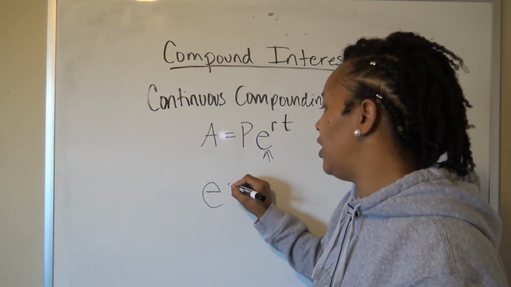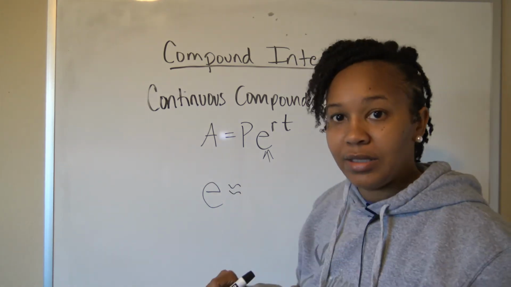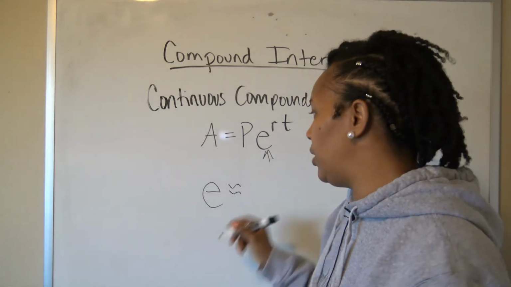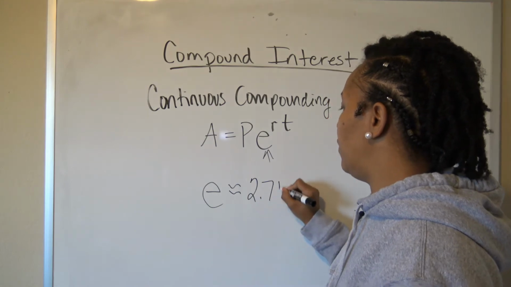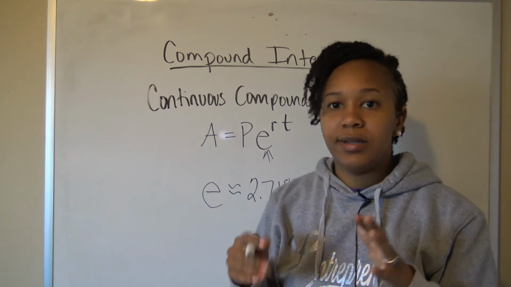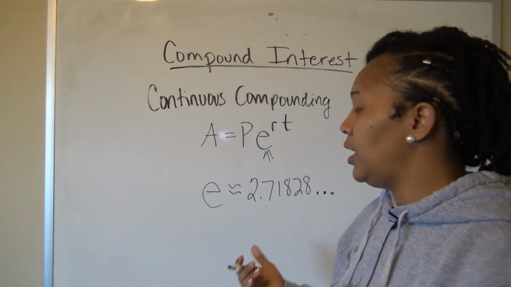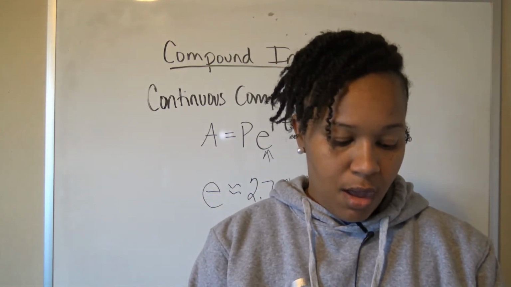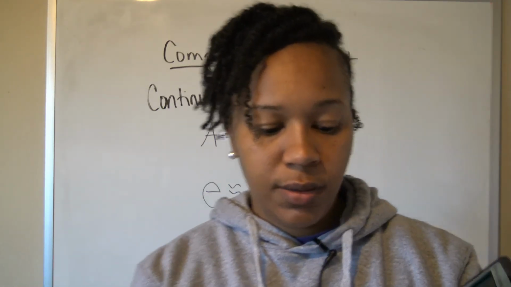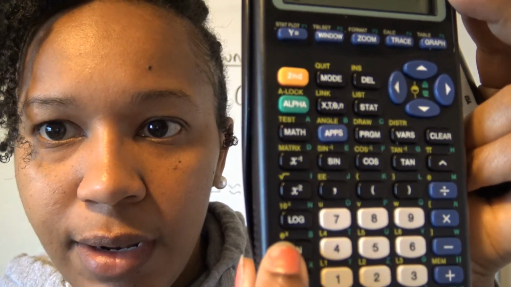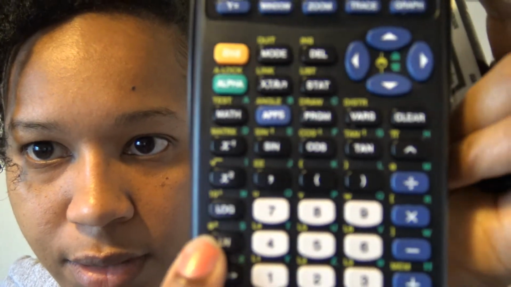And E is an irrational number like pi. So you know how pi is 3.14 and really some more numbers? Well, E is that same type of number, except it's 2.71828 and some more numbers, all right? So E is an established number, and there's an E button on your calculator. So depending on what kind of calculator you have, my E to the X button, I have a graphing calculator, TI-83. It's on the LN button.